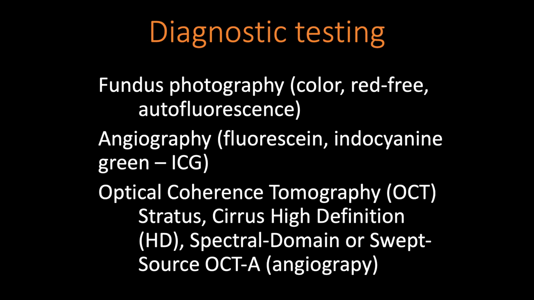ICG angiography does offer certain advantages in evaluating patients with PXE. It can better visualize angioid streaks as well as peau d'orange. Due to the infrared wavelength of ICG angiography, we can also visualize choroidal neovascularization through the pigment epithelium, and especially if there's a pigment epithelial detachment. It can also better delineate areas of neovascularization, and it could image through a thin layer of blood due to the wavelength.